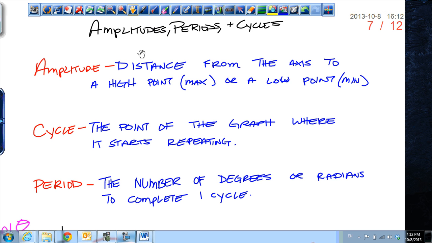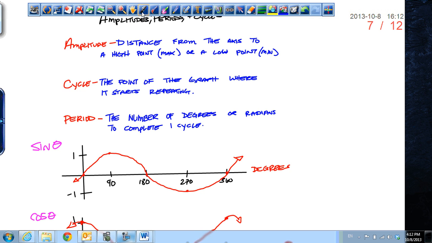Amplitude is the distance from the axis to a high point or the low point. So I'm going to use these two graphs as an example. So this right here, that's your amplitude, or from here down, that's your amplitude. The cycle is where the graph starts to repeat again. So like this whole thing is one cycle. And so after this point, it would repeat again. So that's another cycle, and so on and so forth.